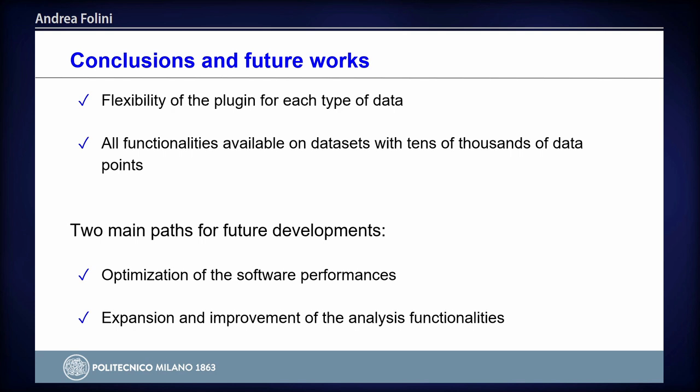And we also identified two main paths for future developments. First of all, on one end, we have the optimization of the software performance so that the plugin is usable on even larger datasets, while on the other end, we have the expansion and improvement of the analysis functionalities, for example, by adding new algorithms for feature selection or clustering, or even new sections, for example, one for data visualization before running any analysis. Obviously, these modifications can be provided by the entire QGIS community, given the open source nature of the project.